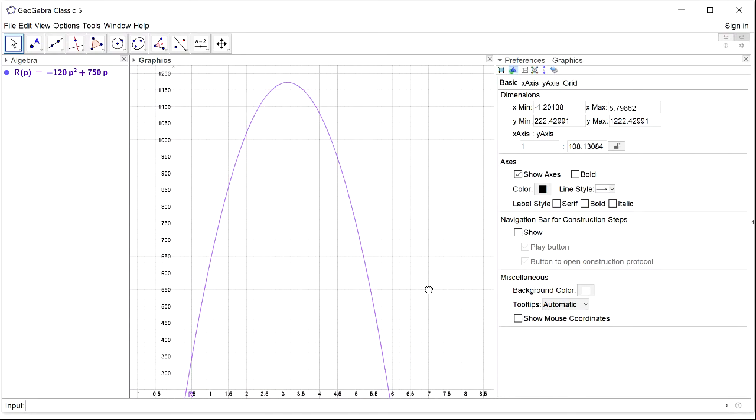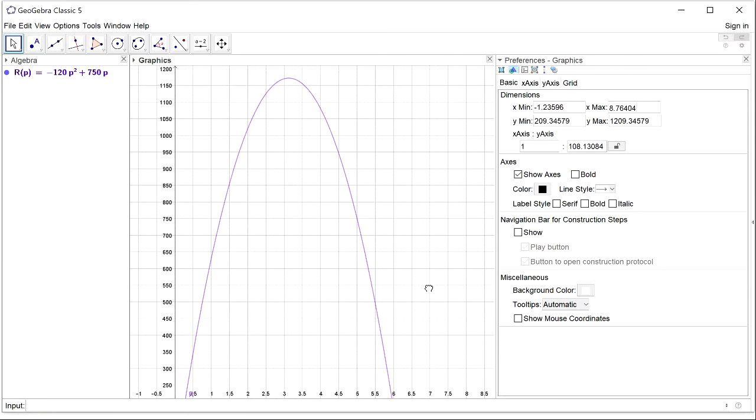Now if you move this around a little bit, you'll be able to see where the turning point, the vertex of our parabola, is going to be. So that's what I'm going to focus on. But notice now I can't really see the bottom of my graph anymore. I can't really see where the x-intercepts are.